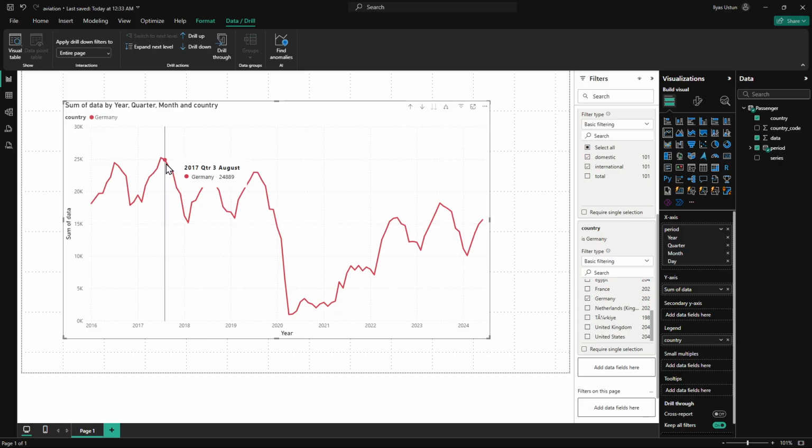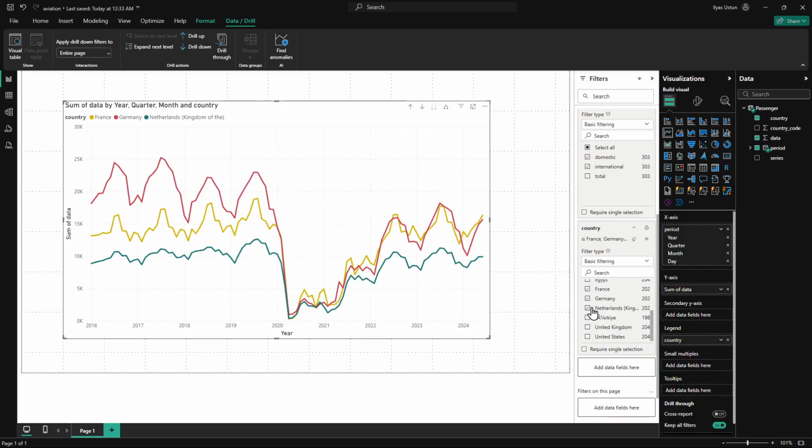For example, in the month of August 2017, the total international and domestic flights happening in Germany was 241,889 million passenger kilometers. Okay, so that's what this means. And I can add more countries here, for example, France and Netherlands, right? This line is the total.